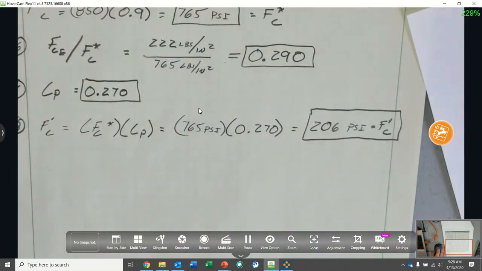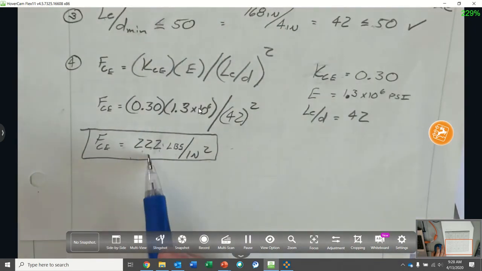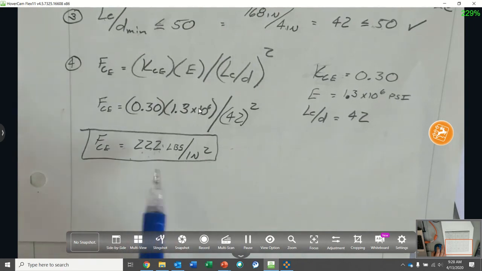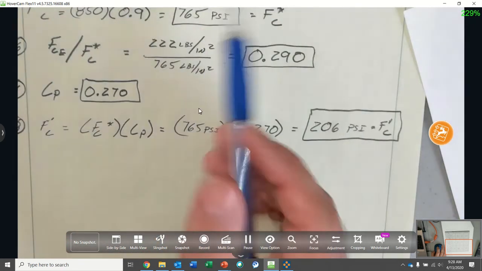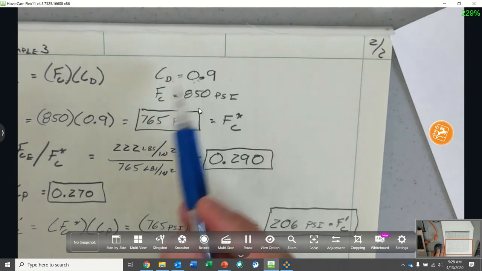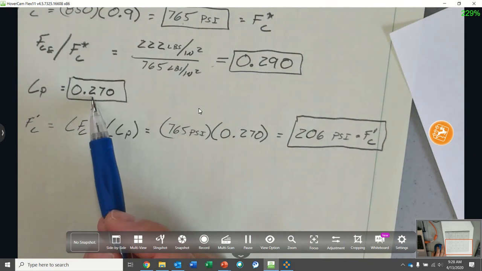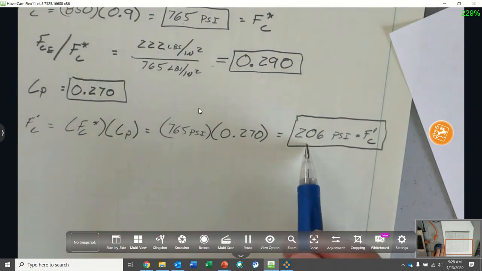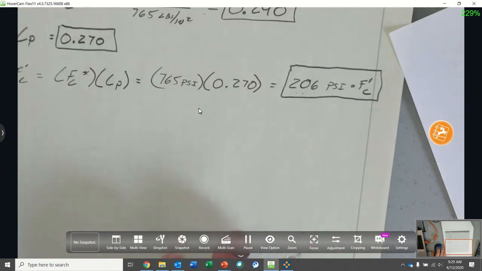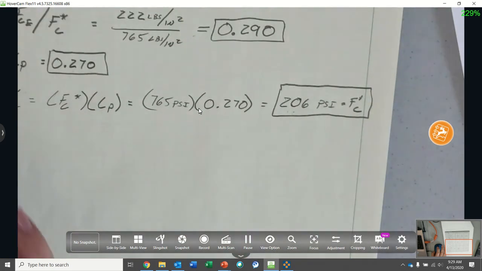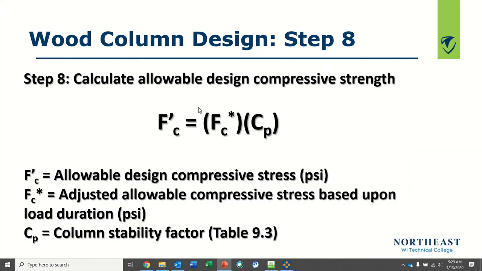So even to go back further, we started with the stress that it's going to buckle at. Then we went to the load duration. We reduced the allowable stress, and then the allowable stress based on defects and factors of safety. So this is the final allowable stress that we can put on that column. So that was step 8.